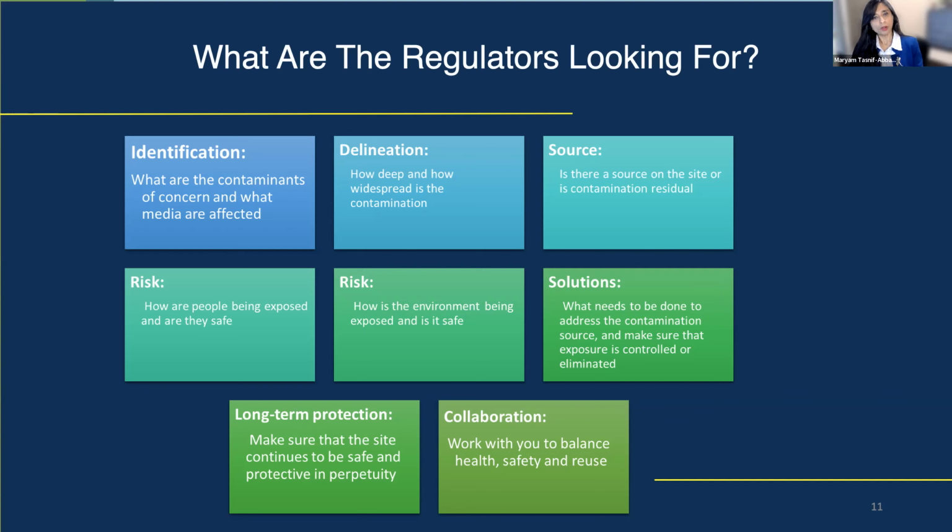Once we have a handle on the contaminants and the media and the extent of the contamination, we want to answer questions on risk. And we look at risk in two separate boxes, and I'll update this when we send these slides out to everyone. But we want to understand how people are being exposed to the contaminants. Does the contamination have a complete exposure pathway? Exposure pathways are something that you'll see in these environmental documents, because it's really important for us to understand what the route of exposure is.